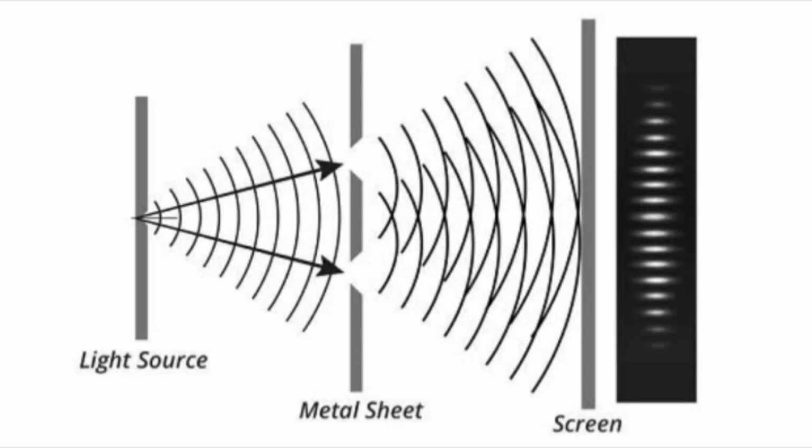This is the double slit experiment done by Thomas Young to demonstrate the interference of light experimentally. So that's all about the interference of light.